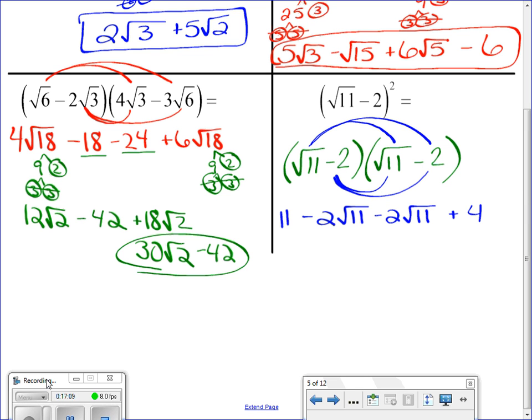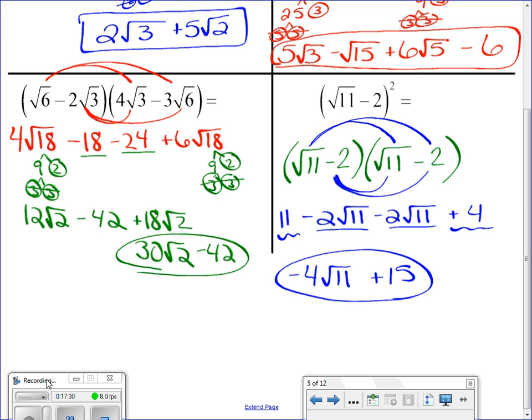Can you simplify any of your radicals? No. But I can put them together, right? These are like terms. What's that give you? Negative 4 radical 11. And then I also have an 11 plus 4. Try again. Plus 15. And there we go. That one wasn't quite as scary, right? The one before was a little frightening.